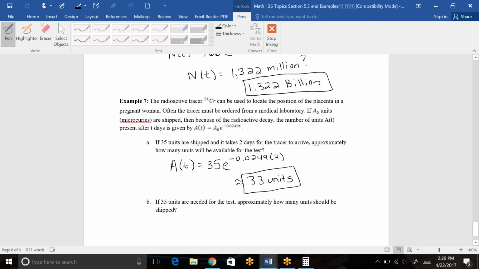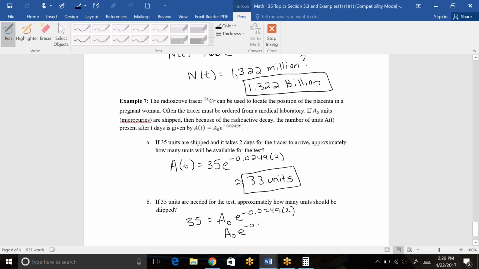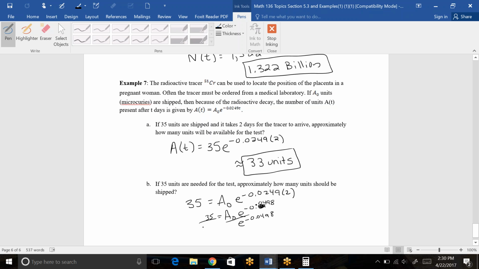If you actually needed 35 units for the test, so you needed that full 35, you should have ordered more. So if we need 35, what we want to know is what should they have ordered? And it has to be in the same time frame because this is for the same problem. So it's still going to be 2 days. On this side, we're going to write what that decimal was. It was negative 0.0498. And this is 35, so we're actually dividing both sides by e to the negative 0.0498.